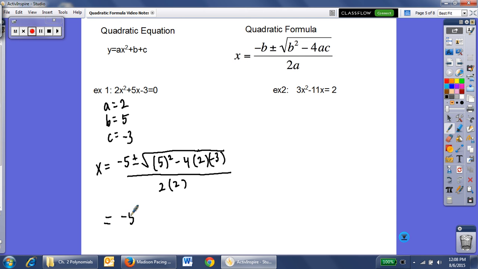So we have negative 5 plus or minus the square root of 25. 5 times 5 is 25. Now we need to multiply all of this out. So 4 times 2 is 8, times 3 is 24. And there's a negative 4 and a negative 3, so that becomes positive here. And all of this is over 2 times 2, which is 4.